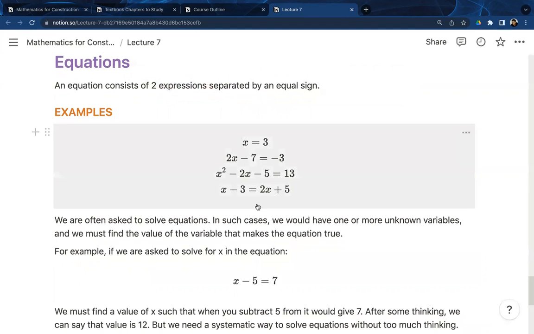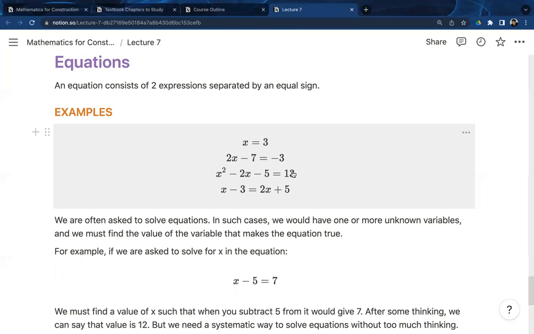These are 4 examples of equations here. First equation is very simple, x equals 3. Both x and 3 are expressions. X is a simple expression, 3 is a simple expression. The second equation, 2x minus 7, is an expression consisting of 2 unlike terms. The right-hand side is an expression consisting of 1 term, which is -3.